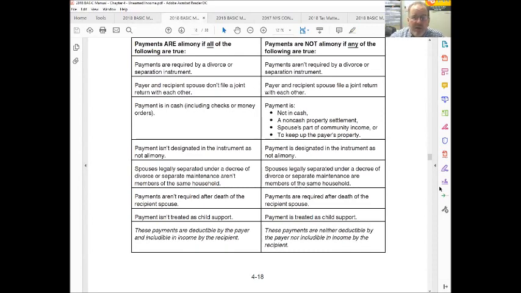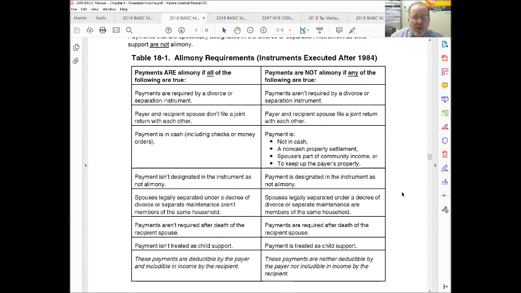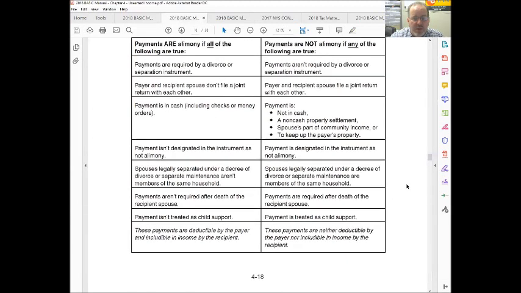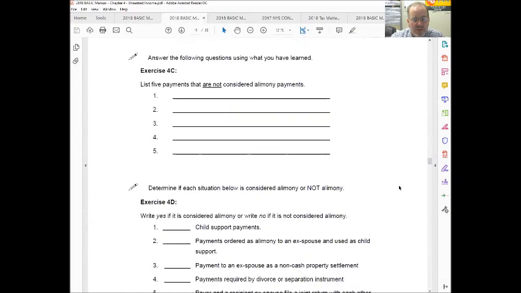Great little table here, talks about the things that are and are not alimony, okay? So make sure that you just understand. Biggest one to understand is that child support is not alimony, okay? The person that pays it does not get to deduct it, and the person that receives it does not have to claim it as income. Okay. All right.